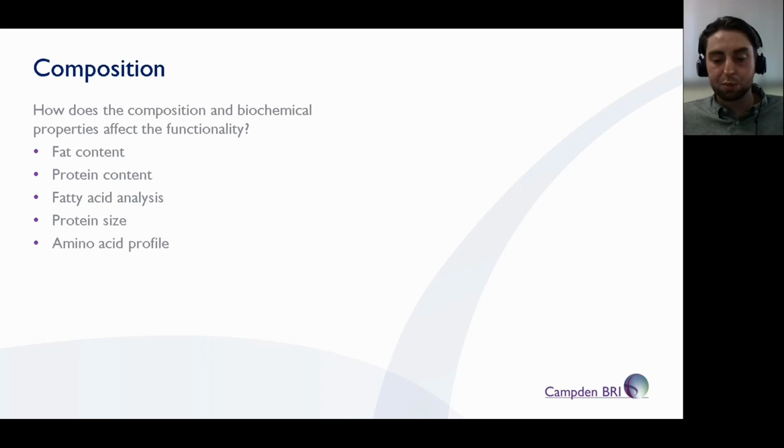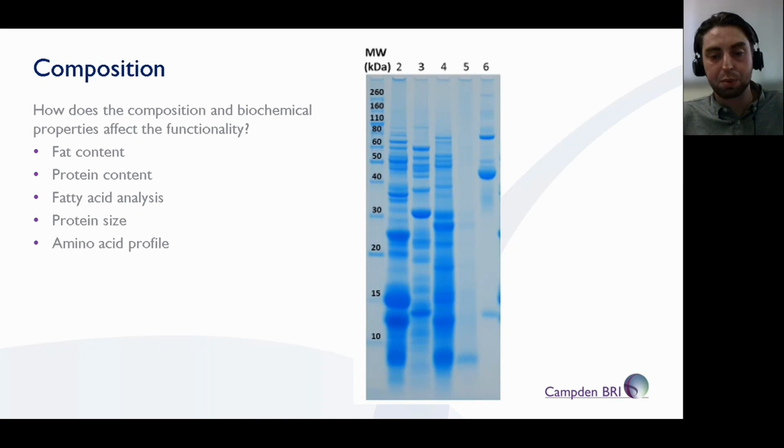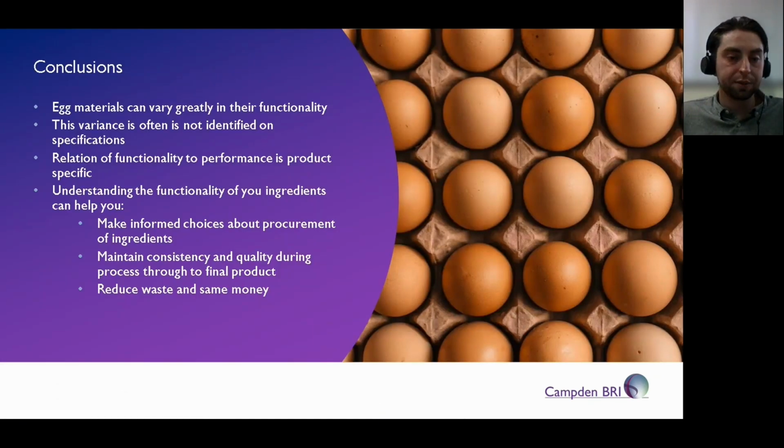So I've explained quite a lot about the physical properties analysis that we can do at Camden, but remember, Camden is a massive organization with a lot of capabilities. And if you're interested in doing more analysis about why there are differences, then we're certainly interested to help with that. As an example of SDS page, which is one technique that we can do here to analyze the size of proteins of materials.